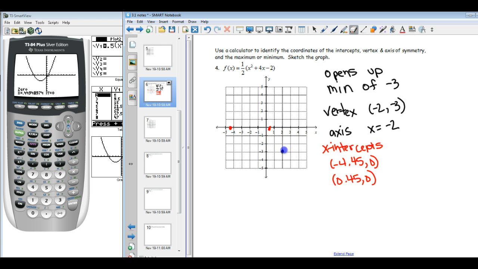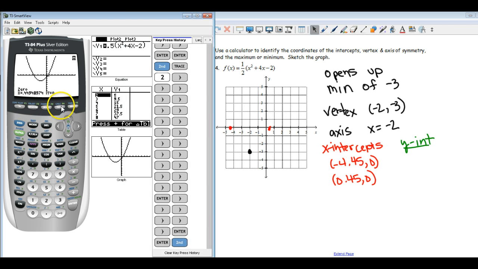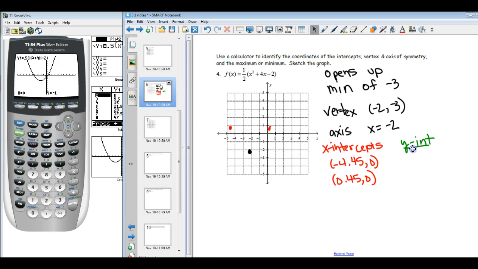Looks like I graphed my vertex in the wrong place. Let's fix that. -2, -3 is over here. That's better. Okay, so we have the x-intercepts. Now let's find the y-intercept. In order to find the y-intercept, you will press second calc value and let x equal 0. The y-intercept is 0.